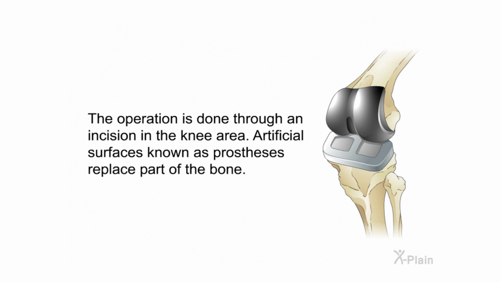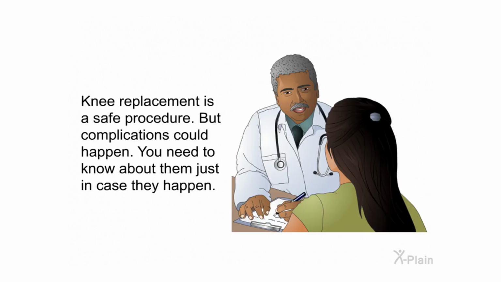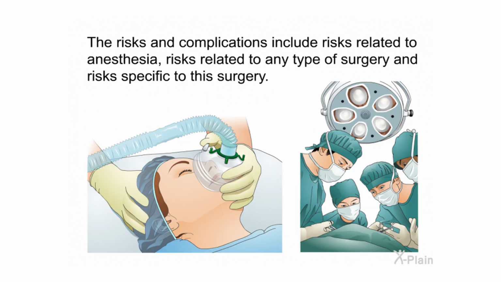The operation is done through an incision in the knee area. Artificial surfaces known as prostheses replace part of the bone. Knee replacement is a safe procedure, but complications could happen. You need to know about them just in case they happen. The risks and complications include risks related to anesthesia, risks related to any type of surgery, and risks specific to this surgery.